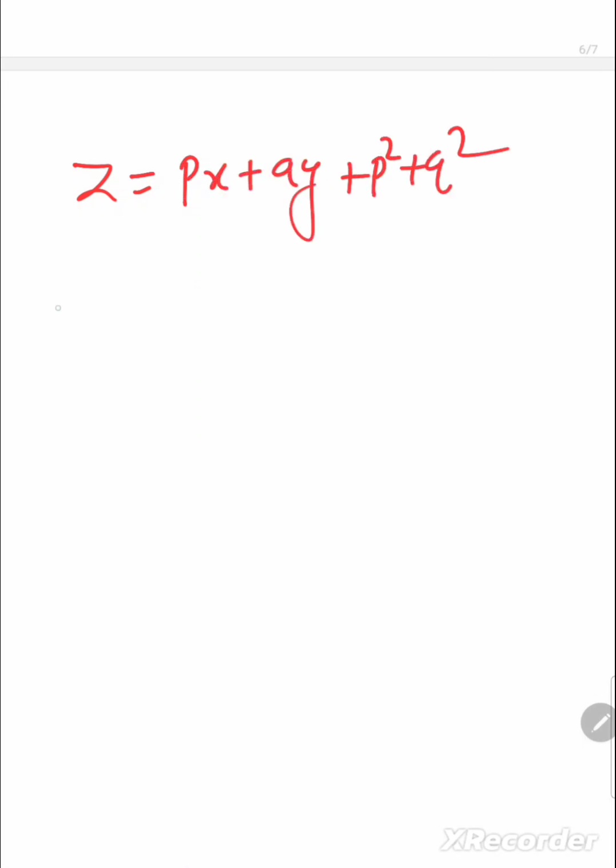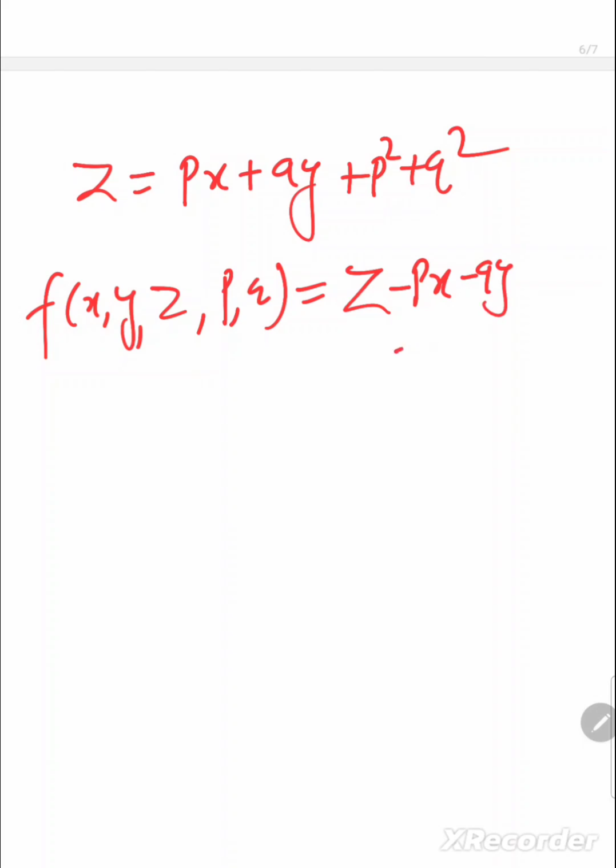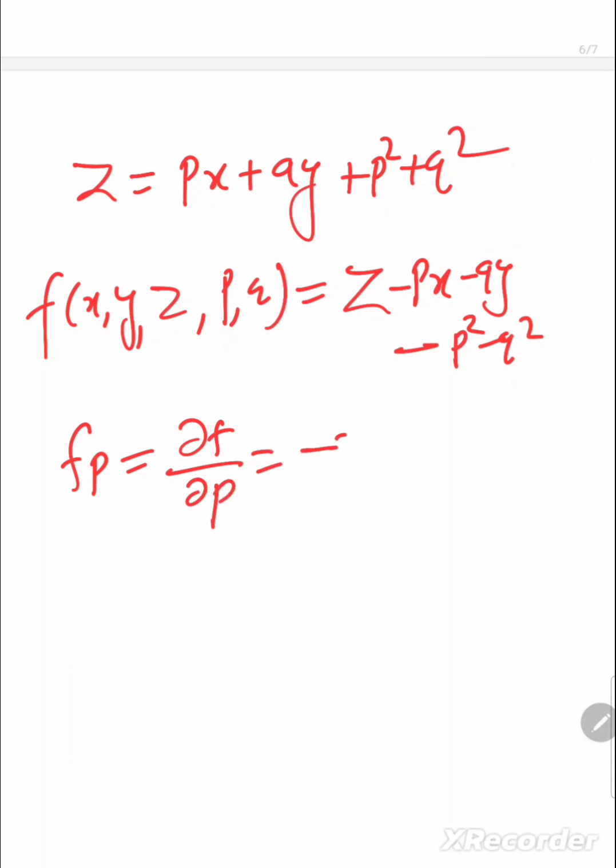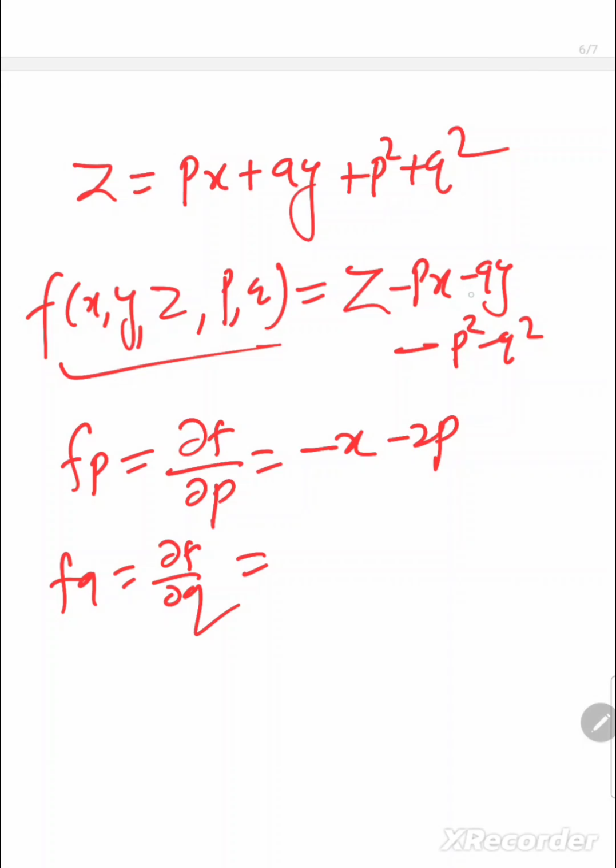Now we see some questions. You can see this is z equal to px plus qy plus p square plus q square. Okay, now we write this as the function f of x, y, z, p and q. This will be z minus px minus qy minus p square minus q square. Okay, now first fp means del f upon del p. This, partially differentiated with respect to p, is minus x minus 2p. Okay, fq, del f upon del q, partially differentiated with respect to q, will be minus y minus 2q.